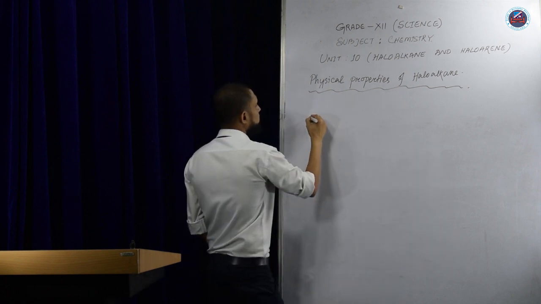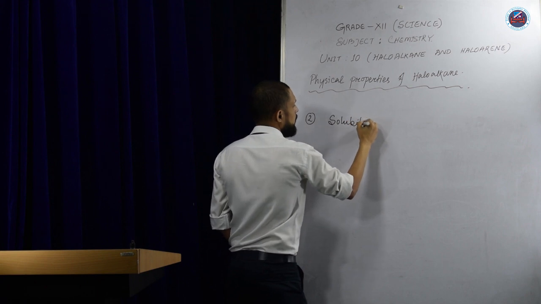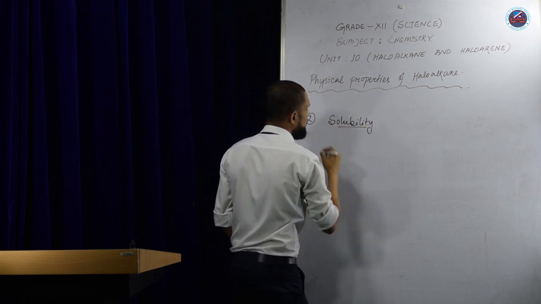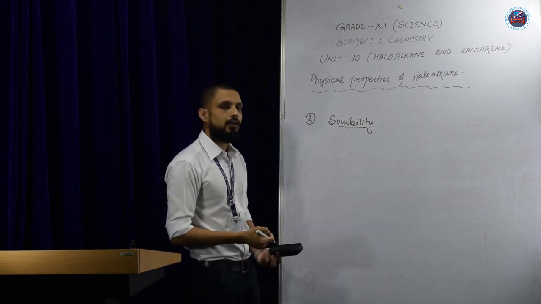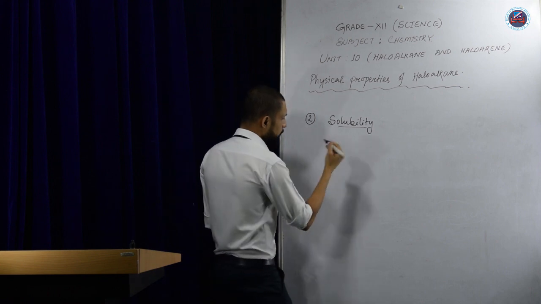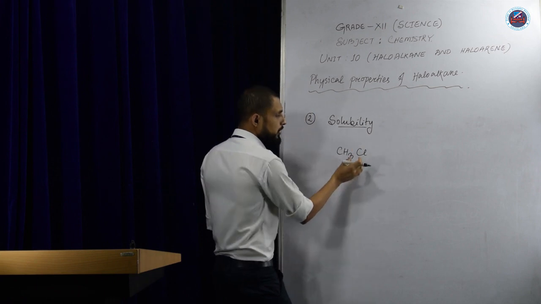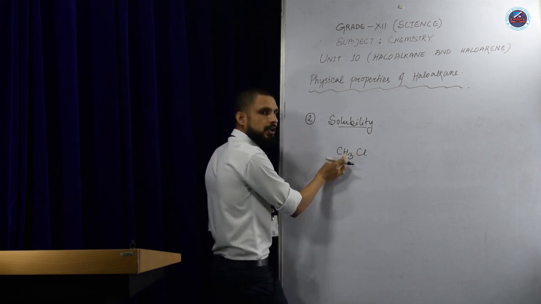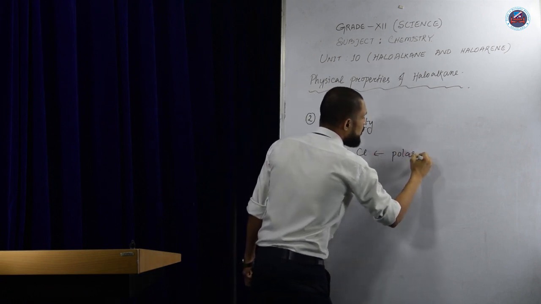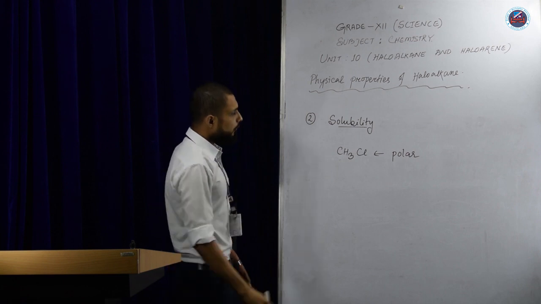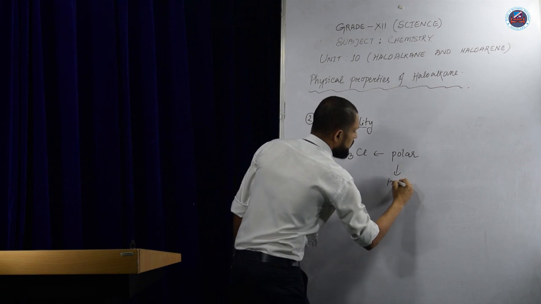Next, we'll study the solubility of haloalkane. When it comes to solubility, we study the solubility of haloalkane in water. If we take an example of a haloalkane like CH3Cl, Cl is more electronegative than carbon. So this compound is a polar compound. Even though it's polar, it's still insoluble in water.